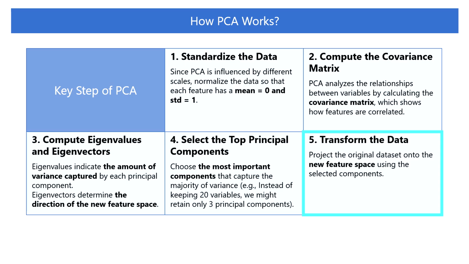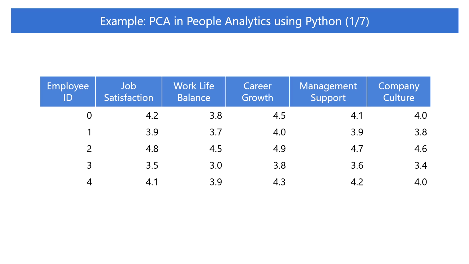Fifth, transform the data. Finally, we project the original dataset onto the new feature space using the selected components. As an example, consider an HR dataset with 5 survey questions measuring employee engagement. If these survey questions are correlated, PCA can reduce them into fewer main components. Using this dataset, let's implement PCA by Python.